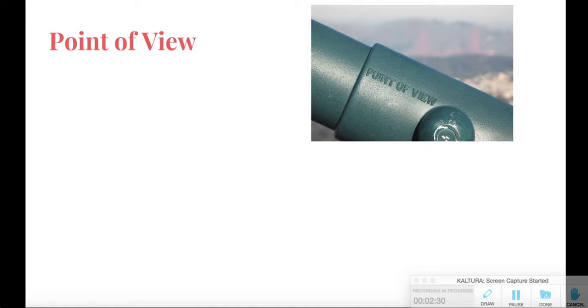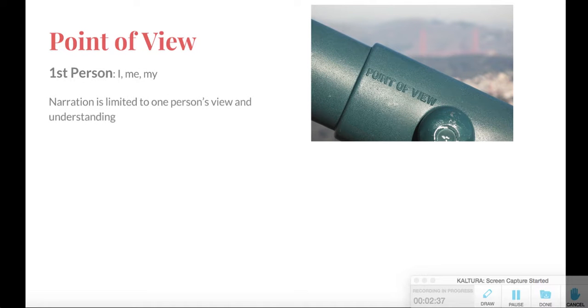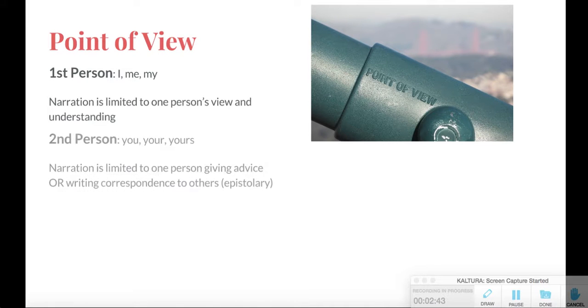To begin, let's look at point of view. Most students are familiar with 3 to 4 types of point of view. First person, in which the action is limited to one person's view and understanding. Second person, in which the action is usually limited to one person giving advice to or writing correspondence to another person.